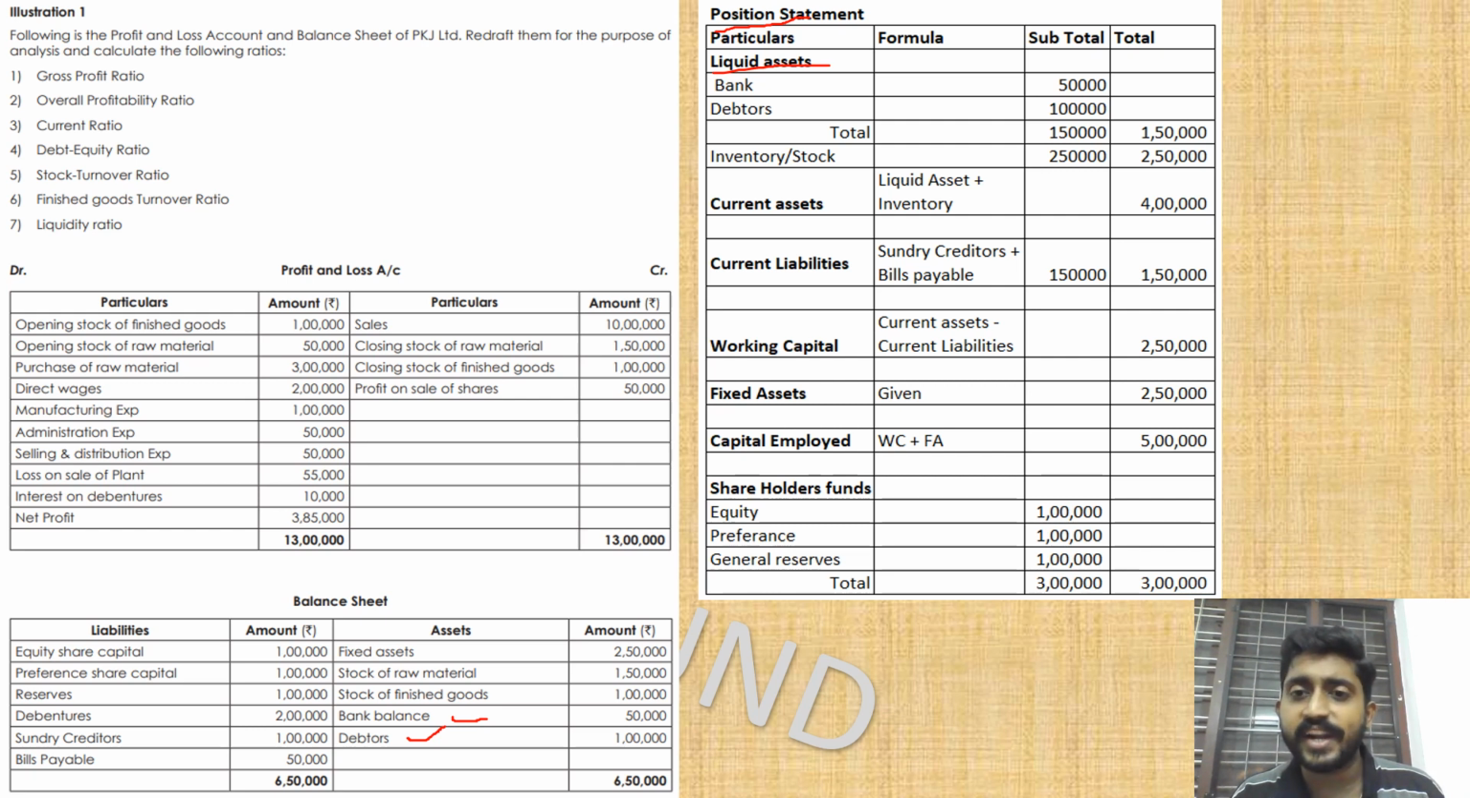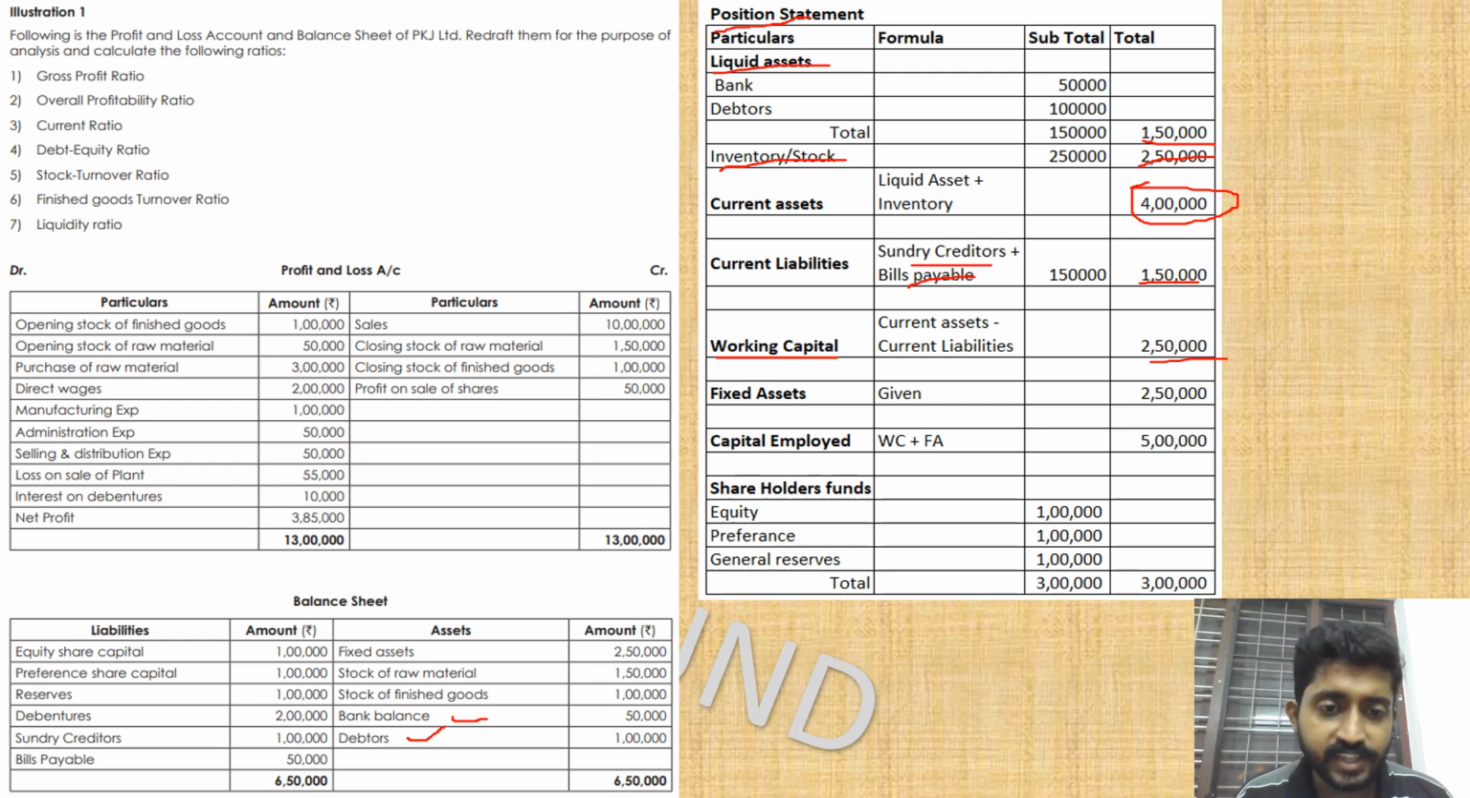So liquid assets is 1,50,000. Perfect. Next is inventory. Inventory is not liquid assets, but it is current assets. So liquid assets plus inventory of 2.5 lakhs will give you the current assets. So current assets we have calculated. So what is current liability? Current liability is creditors plus bills payable. Current liabilities is calculated here. Perfect. Next, what is working capital? Working capital is current assets minus current liability. Okay, 2.5 lakhs is the working capital.